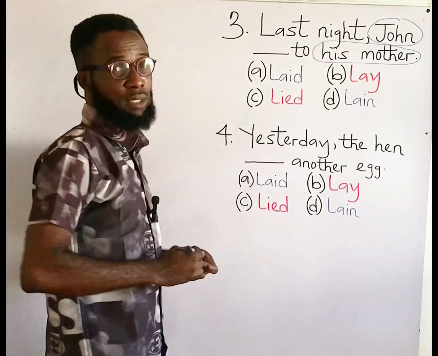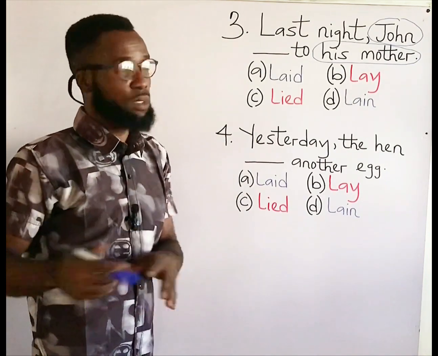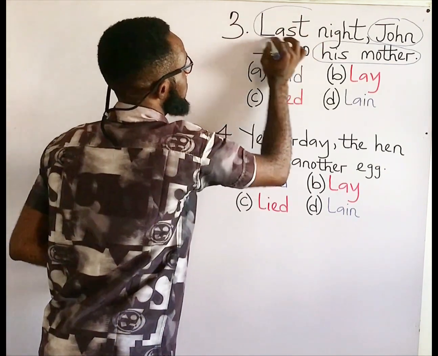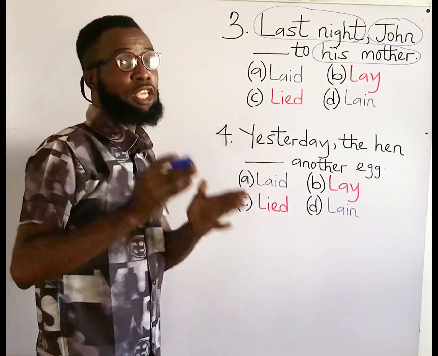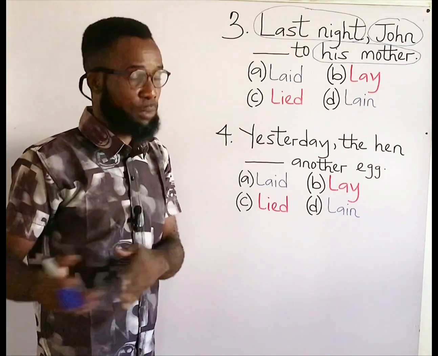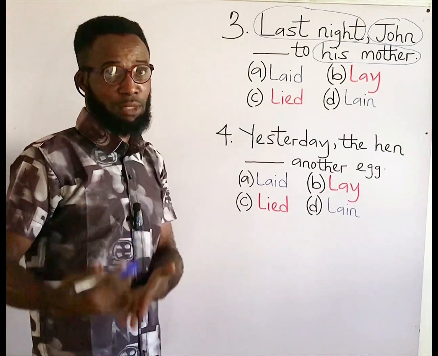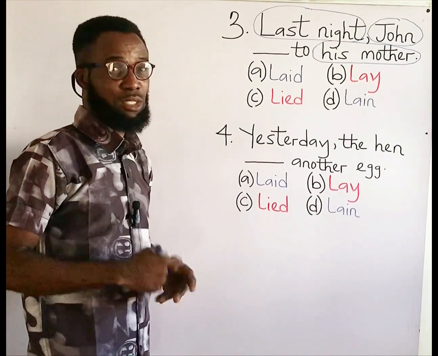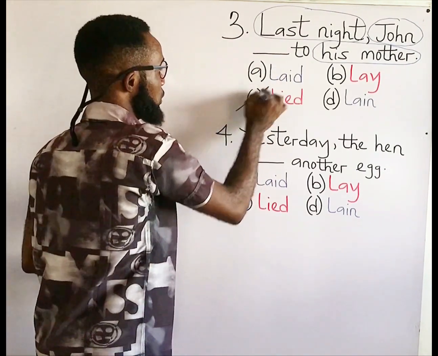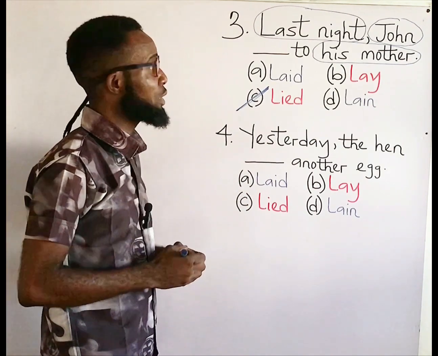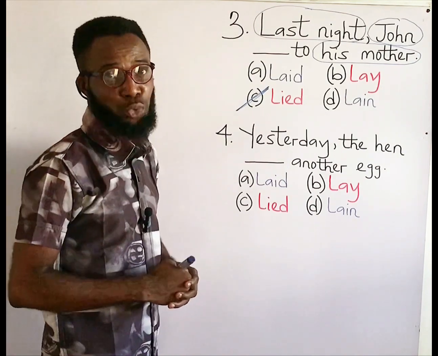If you look at the sentence, you will find out that it has to do with the past. It is in the past because it contains last night. Therefore, whatever should enter this gap should be a past tense verb. And you will agree with me that for the meaning to make a false or an untrue statement, the past tense is lied, spelled L-I-E-D. So for this question, the correct option is C, so that the question reads, last night, John lied to his mother. Question 4, and this will be the last question for today.